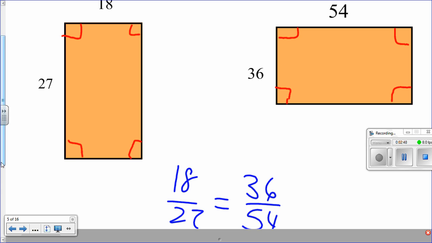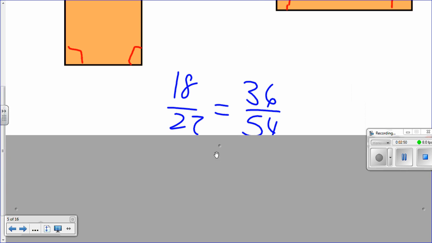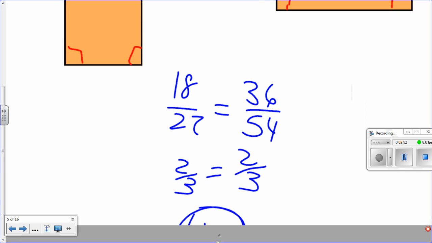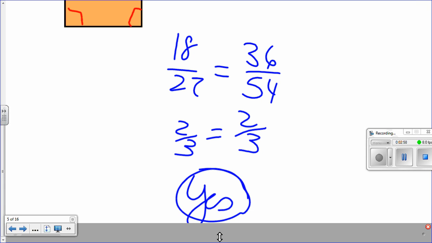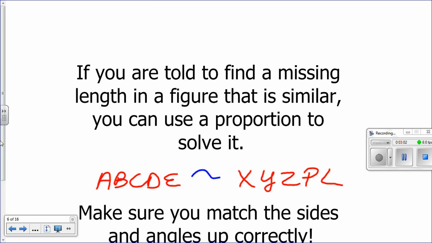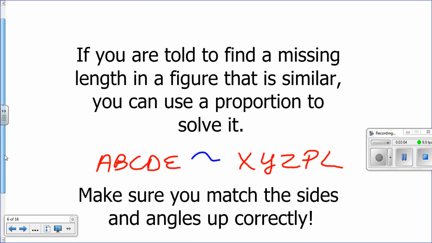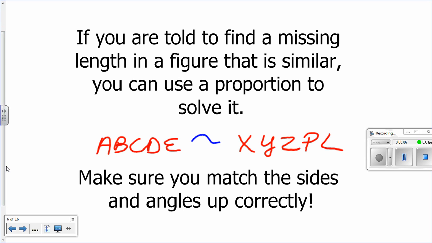In this case, when you do the math, cross multiply, you will find out that they are in fact equivalent and in proportion, therefore similar. If you are told to find a missing length in a figure that is similar, you can use a proportion to solve it. You need to make sure you match the sides up correctly as well as the angles.